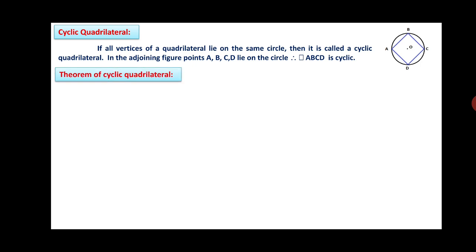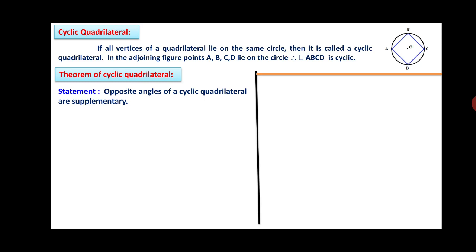Now, let us discuss the first theorem on this cyclic quadrilateral. Friends, the statement is: opposite angles of a cyclic quadrilateral are supplementary. म्हणजे चक्रीय चौकोनाचे सम्मुख कोन परस्परांचे पूरक कोन असतात.